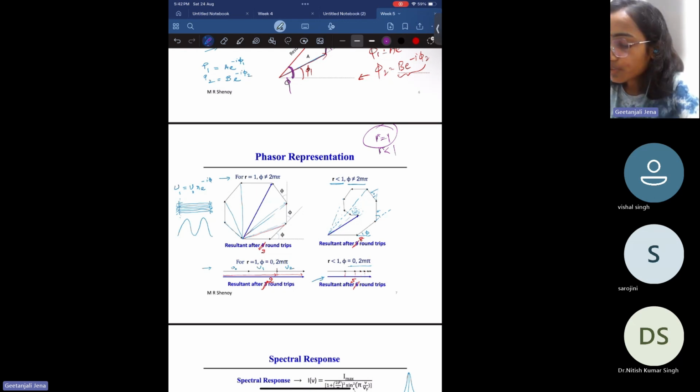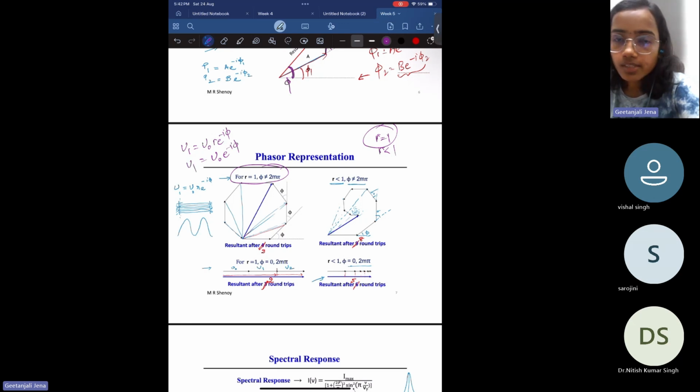Okay. So if you see the first case, where r equal to 1 and phi is not equal to 2m pi, U1, you know, is S times U0 and h is r e to the power minus i phi. And if phi is not equal to 2m pi, and r equal to 1, then you have U0 e to the power minus i phi, right?